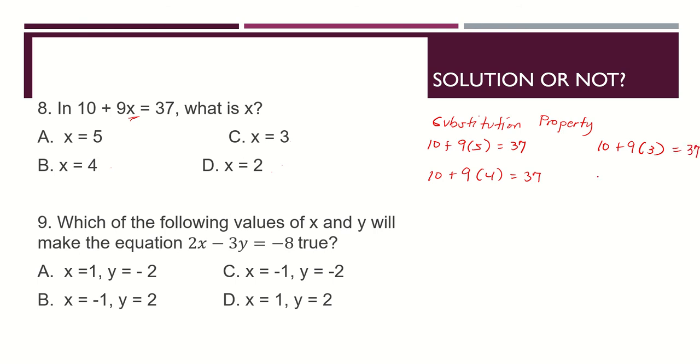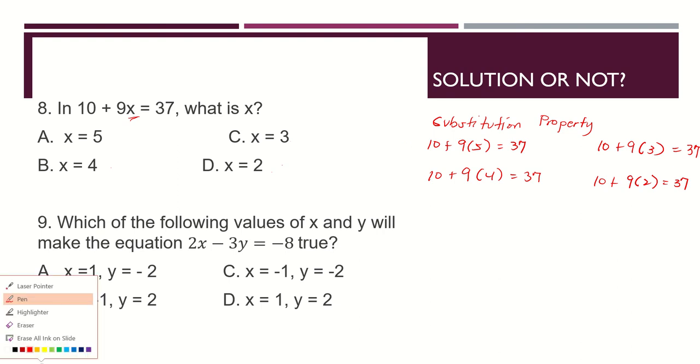Okay? And check mo rin, no? Nag-substitute lang ako lahat muna. Okay, so alin kaya dito sa apat na to yung mag-i-equal yung left and right side ng equation. So kung sa first one, 9 times 5, 45 plus 10 is 55. So hindi ito pwede. 9 times 4 is 36 plus 10 is 46. So, hindi pwede.